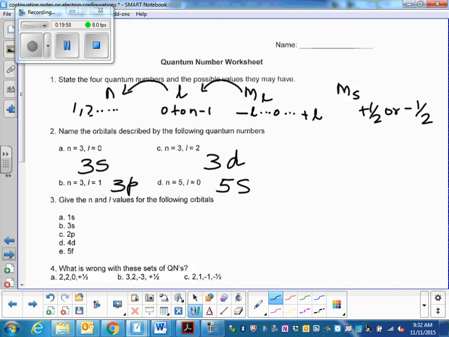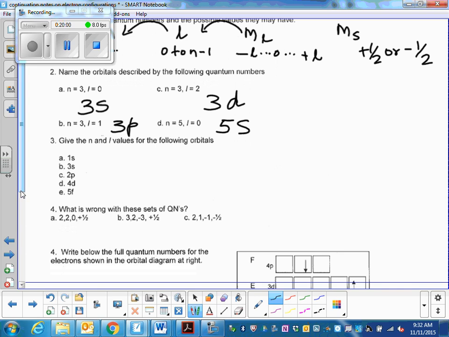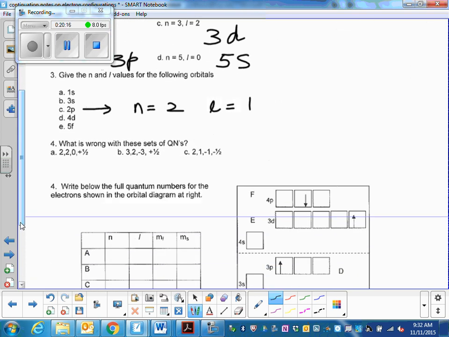Give the n and the l values for the following. Let's do this one. You do the remaining at home. What is the value for n? 2. What is the value for l if it's a p orbital? 1. What is wrong with the first set of quantum numbers?